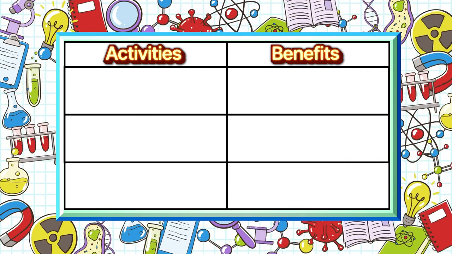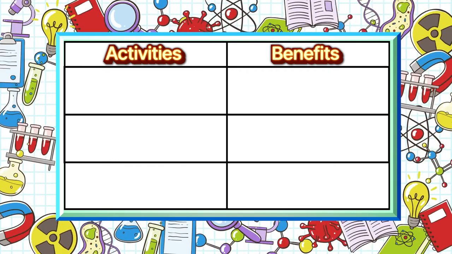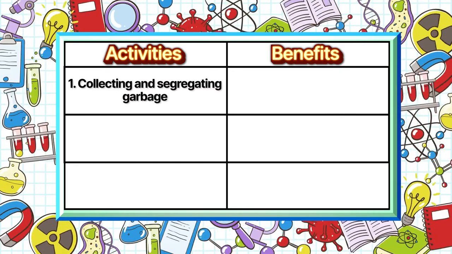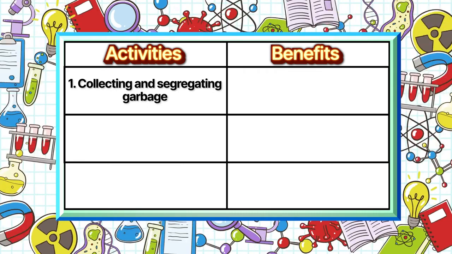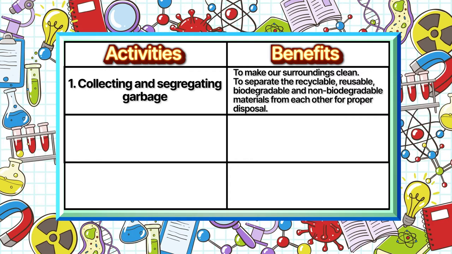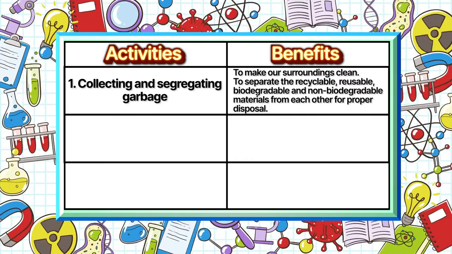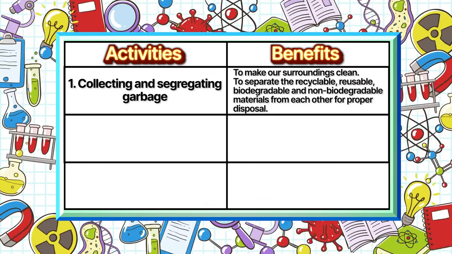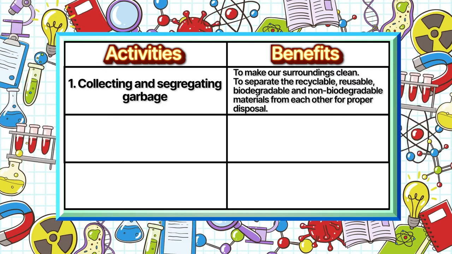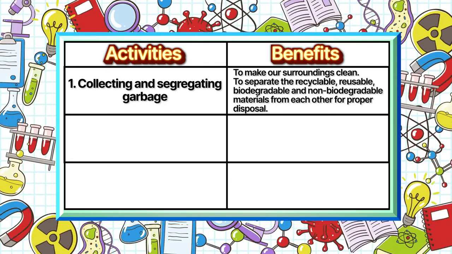For number 1, under the column Activities, we have collecting and segregating garbage. The benefits of collecting and segregating garbage are to make our surroundings clean and to separate the recyclable, reusable, biodegradable, and non-biodegradable materials from each other for proper disposal.